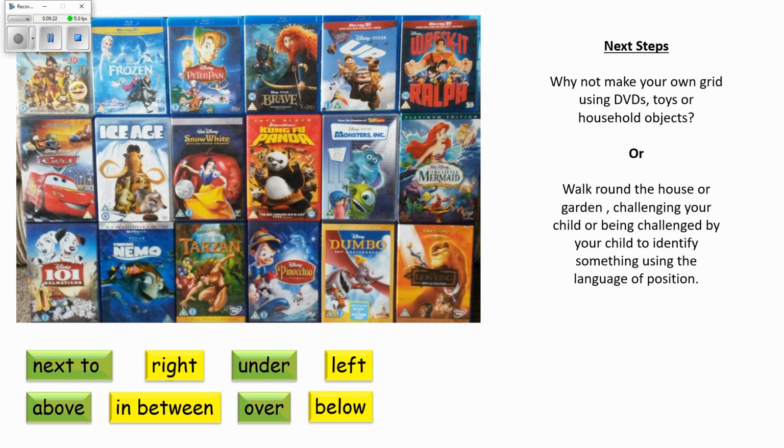And don't forget that language is words like next to, right, under, left, above, in between, over and below. Well done, year 1.